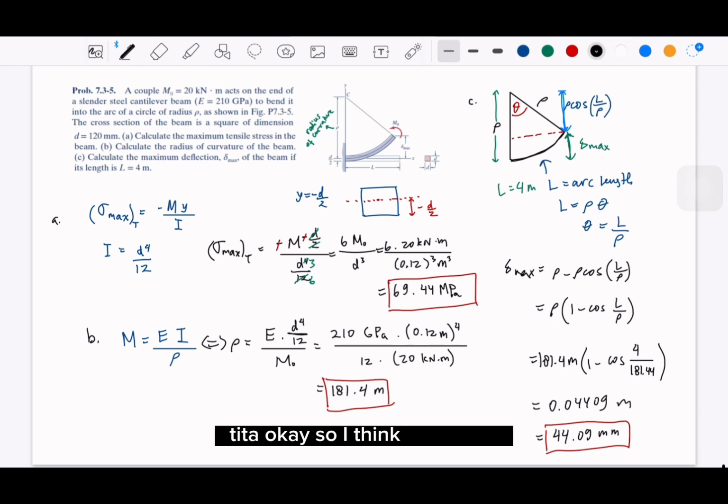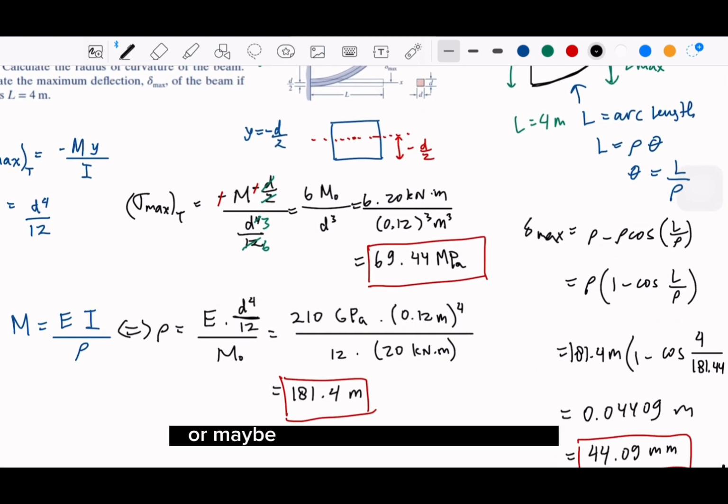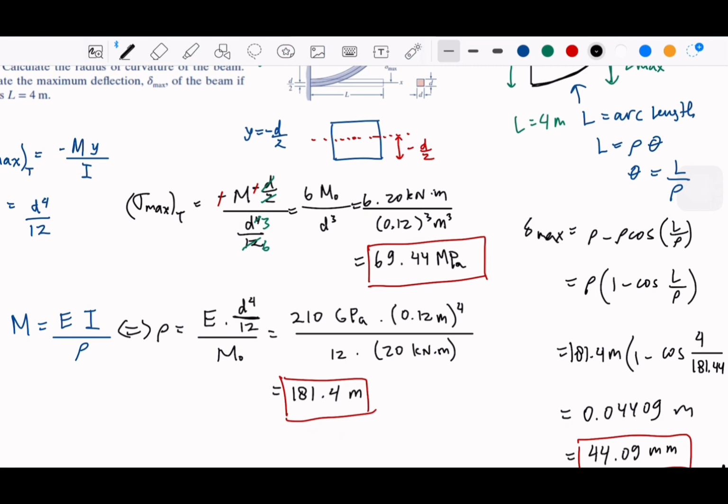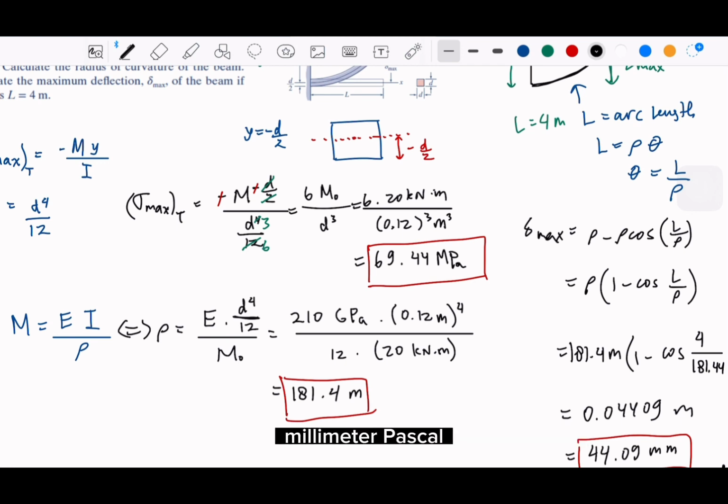Okay, so for this type of question, you just need to focus on the formula and then find the computations. You can just plug it into your calculator and get the answers. And don't forget the units. A few students still forgot, or maybe did not really read the question, so forgot the unit. You need to be careful with the unit: meter, millimeter, Pascal, megapascal, gigapascal.